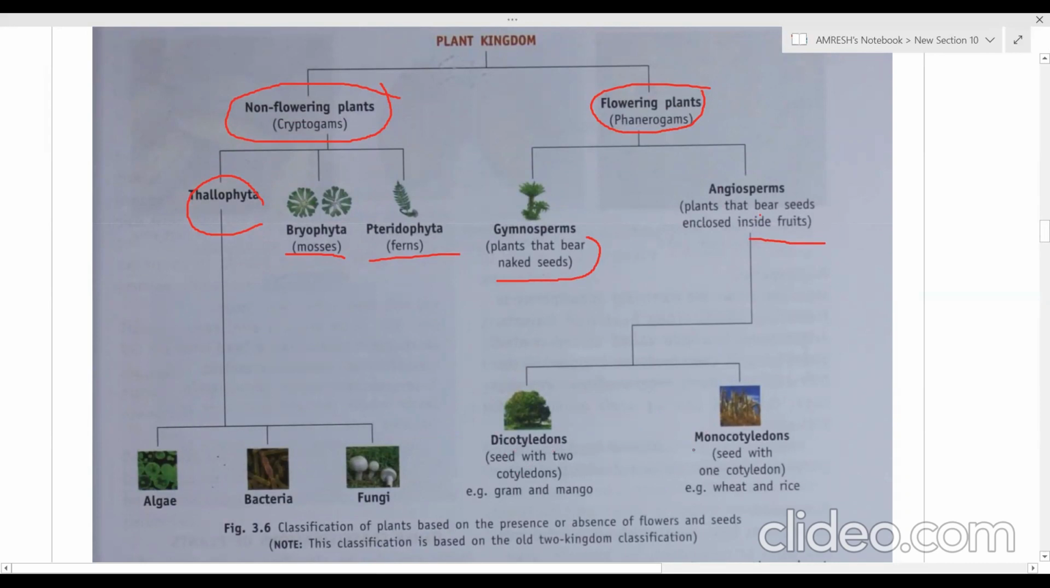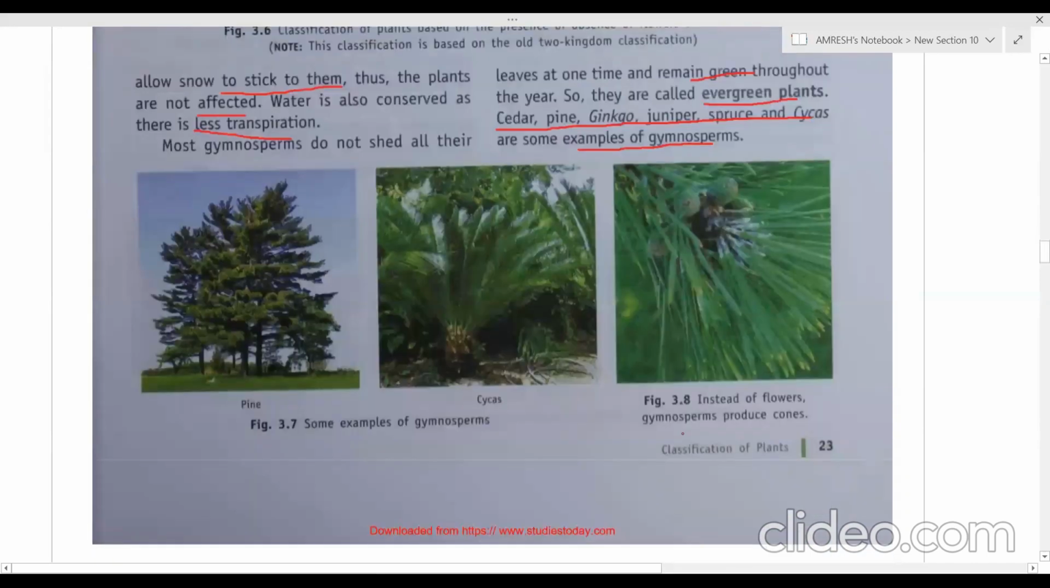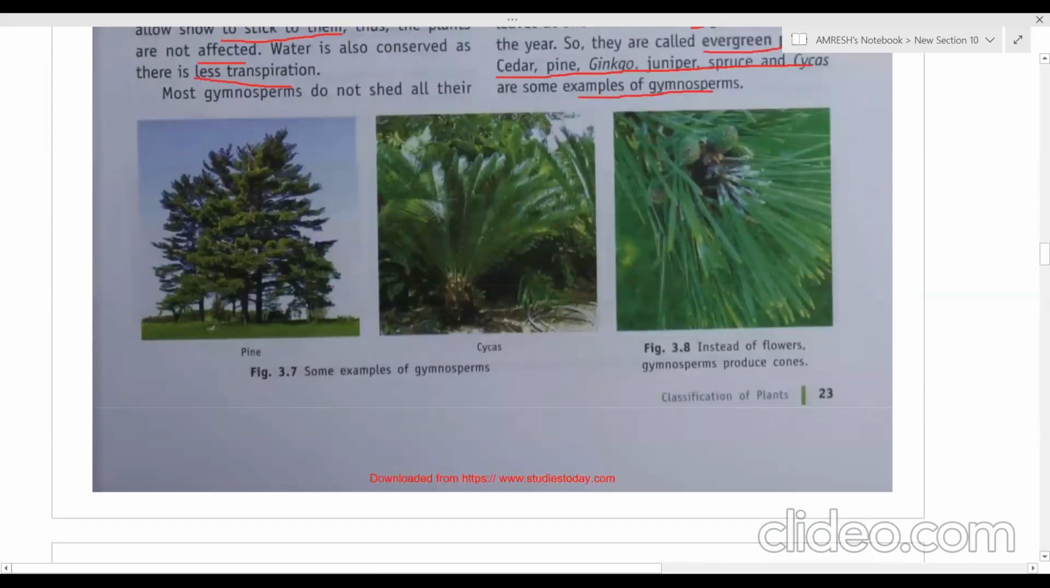Seeds with one cotyledon are monocotyledons. Seeds with two cotyledons are dicotyledons. See this chart, you have to remember it. It is very important. See, pine and cycas, these are cones, woody reproductive structures.